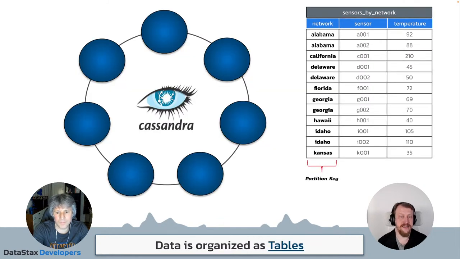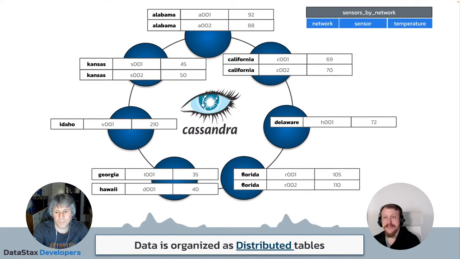And that is a data center of 7 servers, a Cassandra data center, which stores this table. How is this data being stored? Data is organized into tables, and data is stored as distributed tables. So basically, you see, each server is responsible for part of your data. And as you can see here, each server can store one or many partitions, and each partition has part of your data.